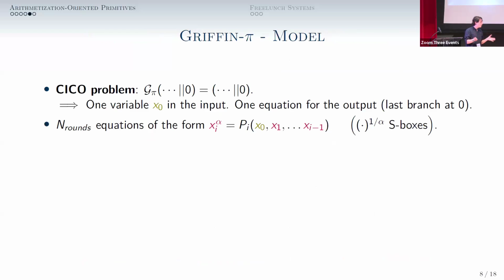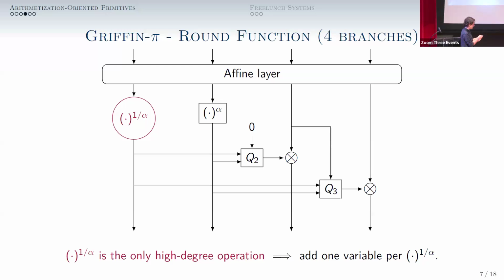Now, the full model is this. In the case of Griffin, we want to solve the CICO problem on one coordinate. So you introduce one variable in the input, x0, and you have a corresponding equation on the output that says, I just want the last branch to be equal to 0. And additionally, for each round, you add one new equation that corresponds to the x to the 1 over alpha S-box. That's like xi to the alpha equals a polynomial in the previous variables. So you end up with n rounds plus 1 equations and variables.